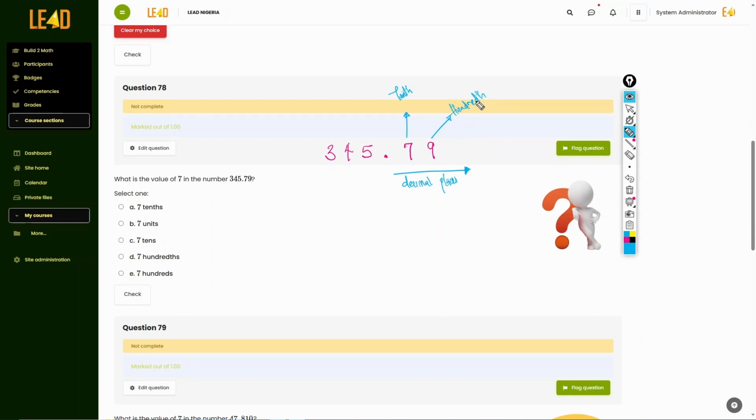So we must learn our place value going to the left and to the right. To the right, we have the decimal places where we have tenths, hundredths, thousandths, ten-thousandths, hundred-thousandths, millionths, ten-millionths, hundred-millionths, billionths, and the rest of that. And then to the left, we have the whole numbers where we have units, tens, hundreds, thousands, and so on. So you must learn in both directions. So the correct answer is 7 tenths. That's A.